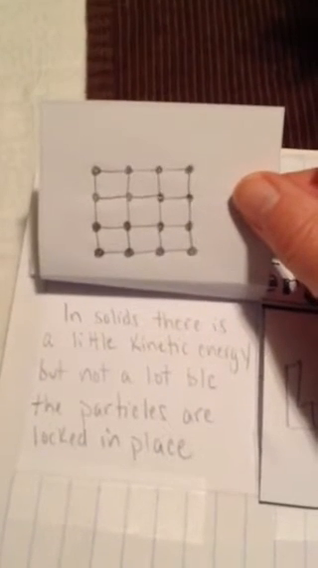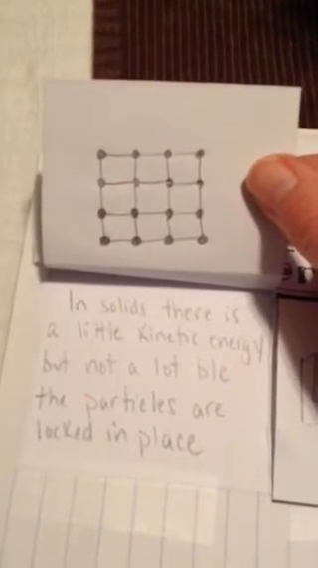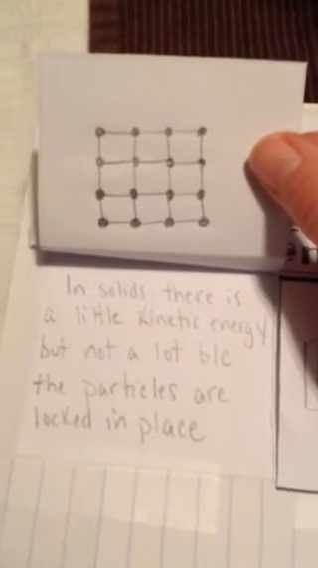Now, solids have the least amount of kinetic energy, and this is because look how fixed those particles are. They're locked in place. Now, we know that those particles vibrate and they move very slightly, but for the most part they are locked in place. In solids, there is a little bit of kinetic energy, but not a lot, because the particles are locked in place. So, solids have the least amount of kinetic energy. Liquids have the second most kinetic energy, and gases have the most kinetic energy.